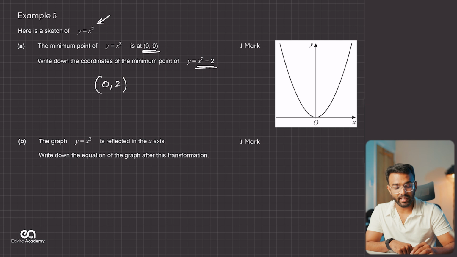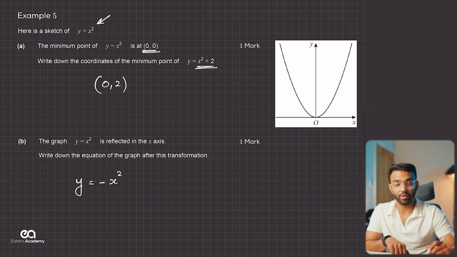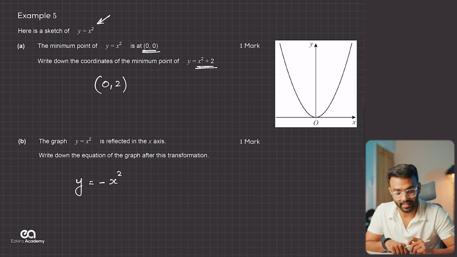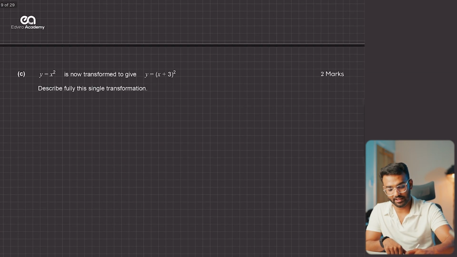Simple. The graph y equals x squared is reflected in the x-axis. Write down the equation after this transformation. When you have a reflection in the x-axis, the equation will be y equals minus x squared. You just put a minus outside the function, and that would be a reflection in the x-axis. That is 1 more mark for you guys.